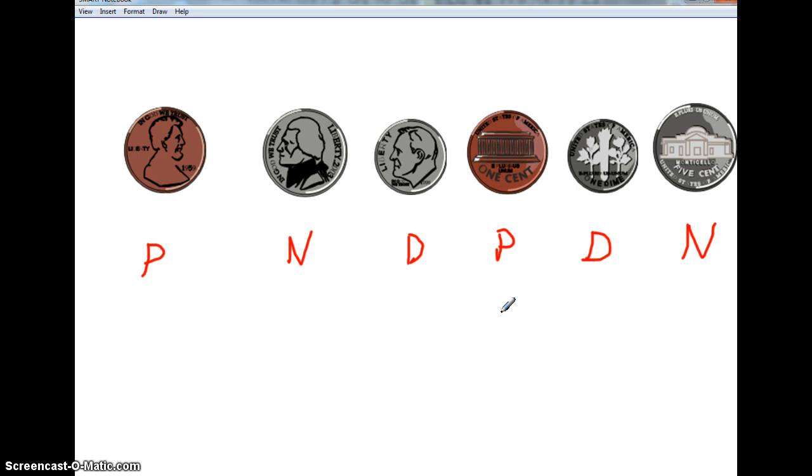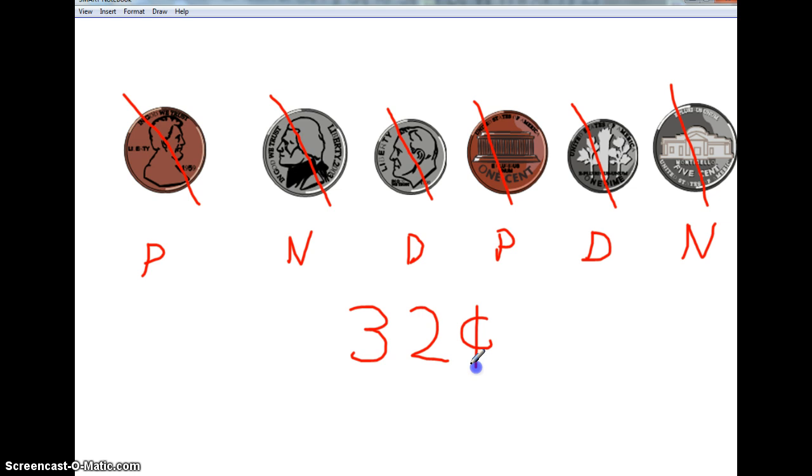Alright, do you know how much money I have? Well, let's count. Let's start with the coin that is the greatest value. Looks like the dime is the greatest value. 10, 20. No more dimes, I switch gears. 25, 30. No more nickels, I switch gears again. 31, 32. This set of coins is worth 32 cents. Great job. Let's take a look at another.